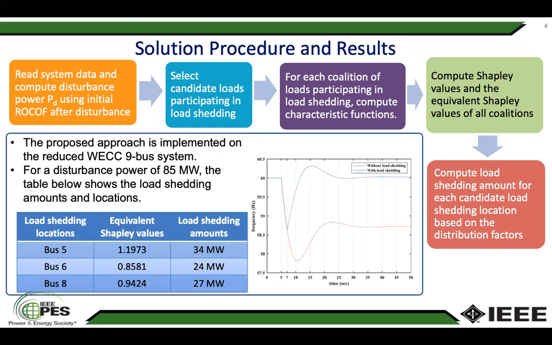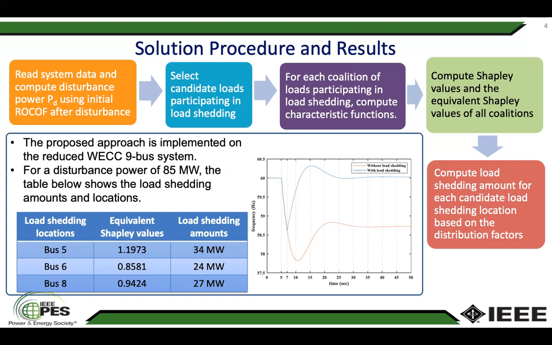When we simulate this in RTDS, for example, if the outage of 85 megawatt is simulated at 5 seconds, and if there is no load shedding, then frequency decreases. Here we can see that frequency decreases to a value around 58.7 hertz. But when load shedding is applied at 7 seconds, then the frequency returns back to the original value. Therefore, we can say that the proposed approach can effectively bring the frequency back to its original value.